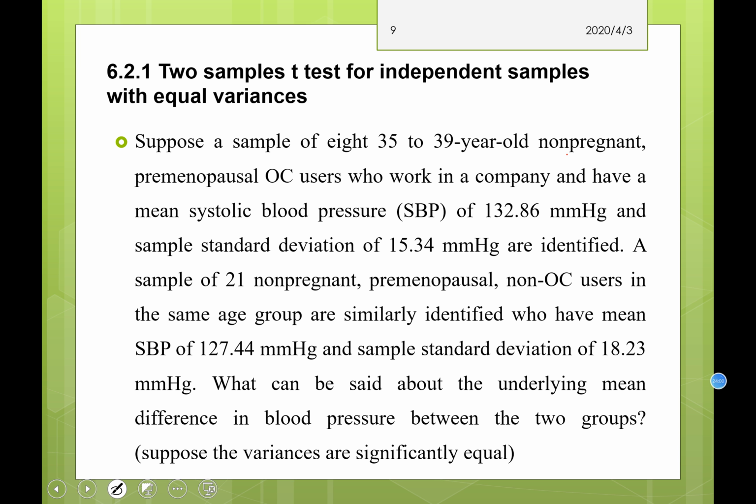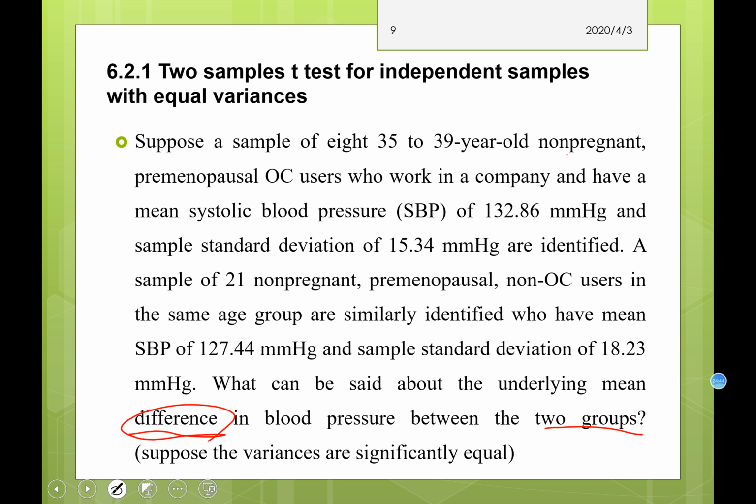Now let's analyze the information given in the question. The first one, let's read the last sentence of the question. Most often, the last sentence will be the purpose of this study. So here we can find that: what can be said about the underlying mean difference in blood pressure between the two groups? We find the keyword difference. So the purpose of the study is to identify the difference between two groups.